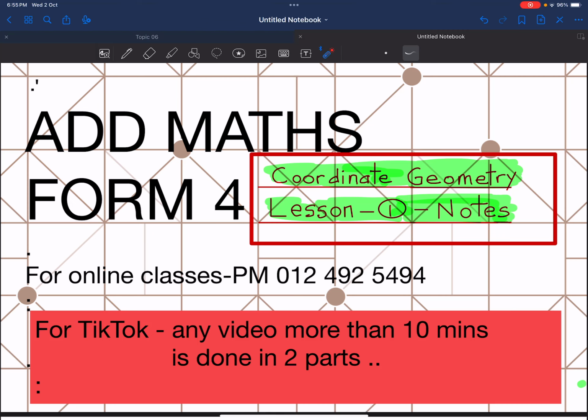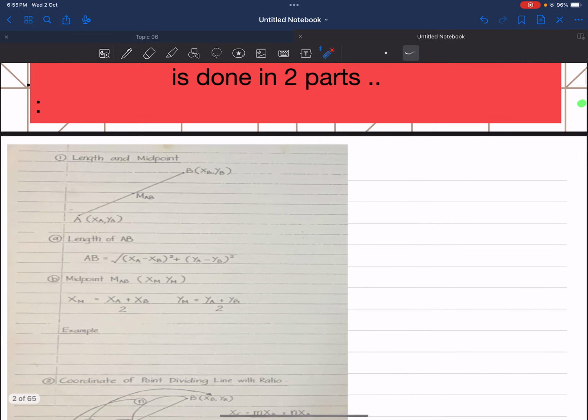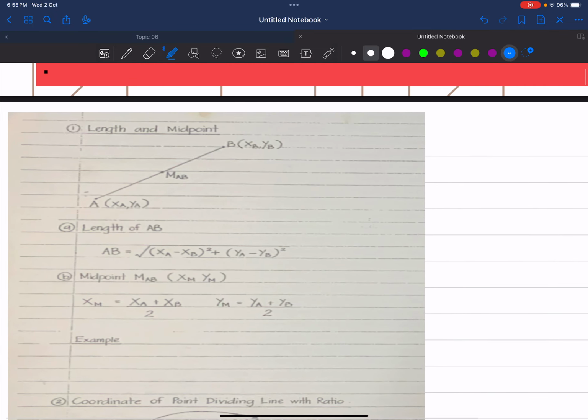Maths Form 4. Topic: Coordinate Geometry. Lesson 1, Notes. The first formula is length and midpoint.